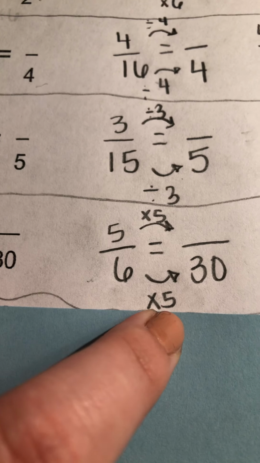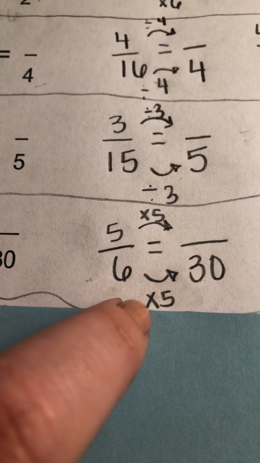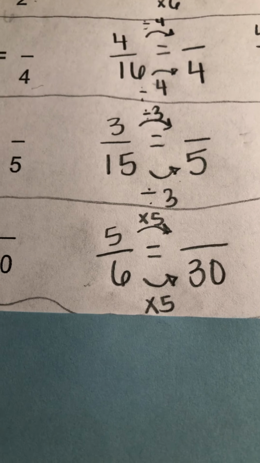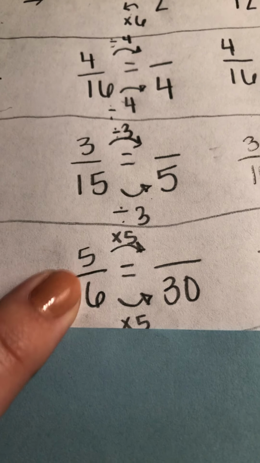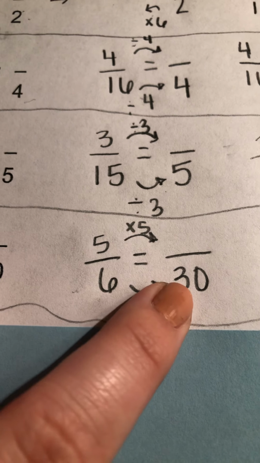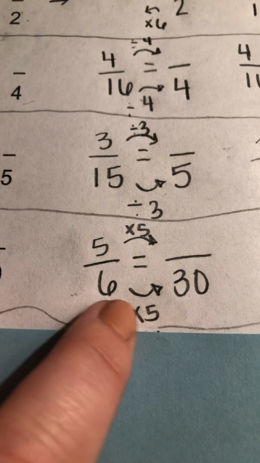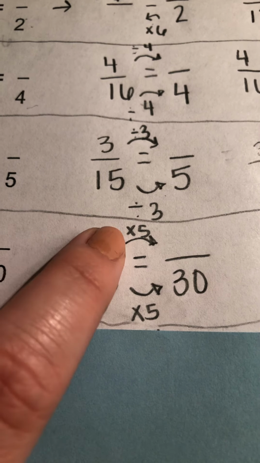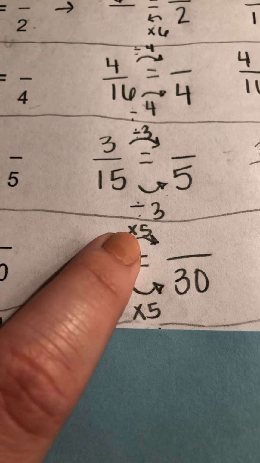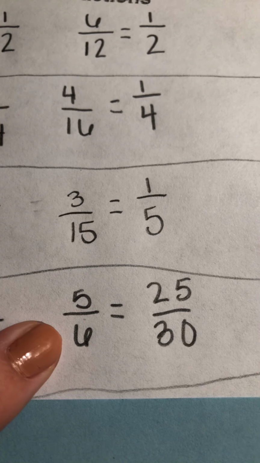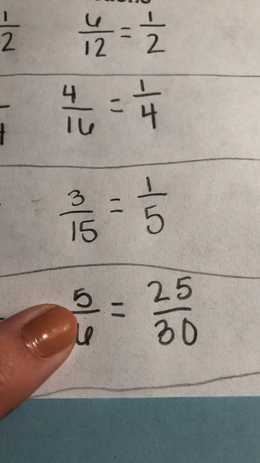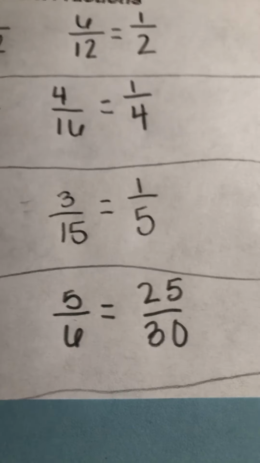You might have to try some other numbers before if you don't know your multiplication facts as well, and that's okay. So you have to figure out that 6 times 5 would give you 30, but whatever you do to the bottom, you have to do to the top. 5 times 5, which gives me 25. So we have 5/6 equals 25/30. These are equivalent.